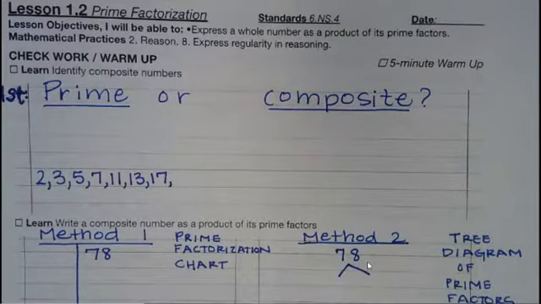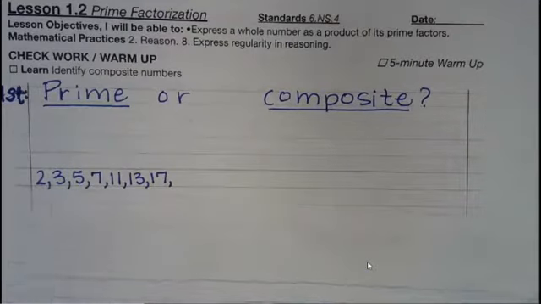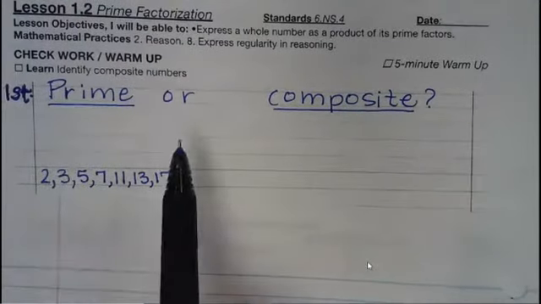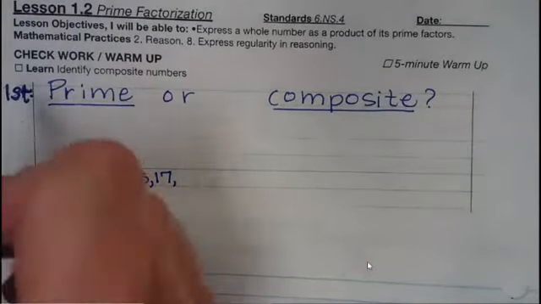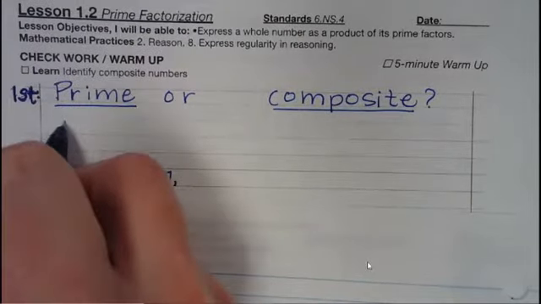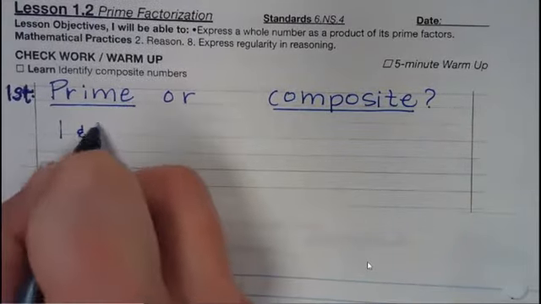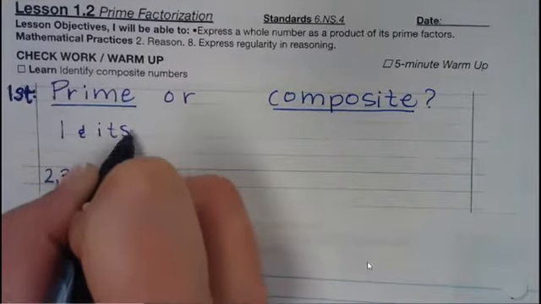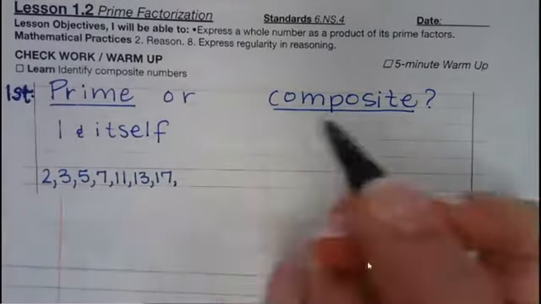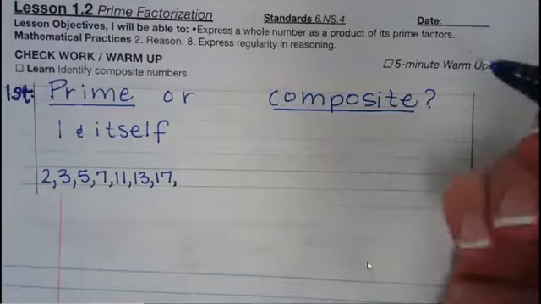Here's our lesson over prime factorization. So the first thing that you need to ask yourself is, what is a prime number? A prime number is a number that has factors of only one and itself. So that means a composite number has more factors than just one and itself.